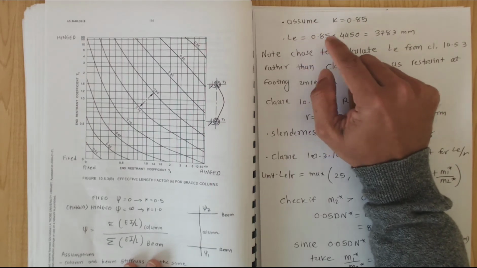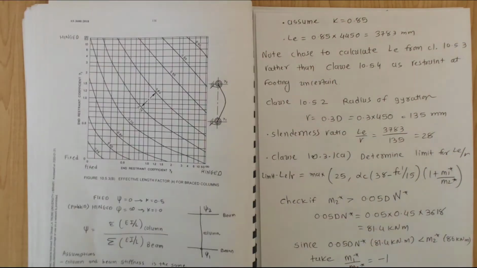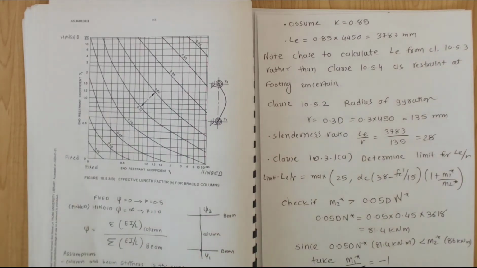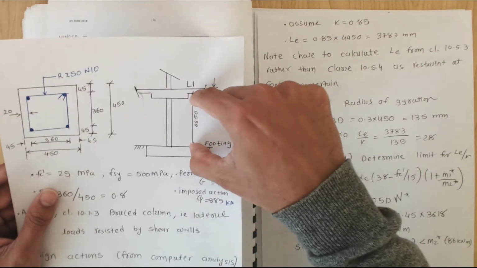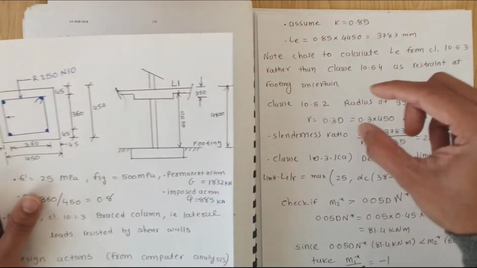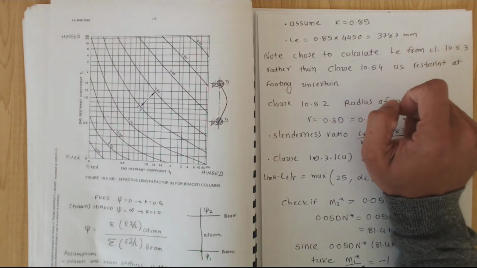So the effective length is equal to K, which we assume as 0.85, times Lu, the clear height. Clear height means that if you take this 4450, that is the clear height we are taking here, the effective length equals 3783 millimeters.